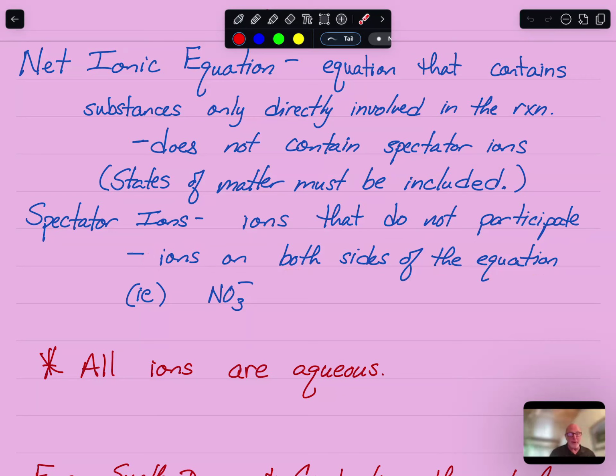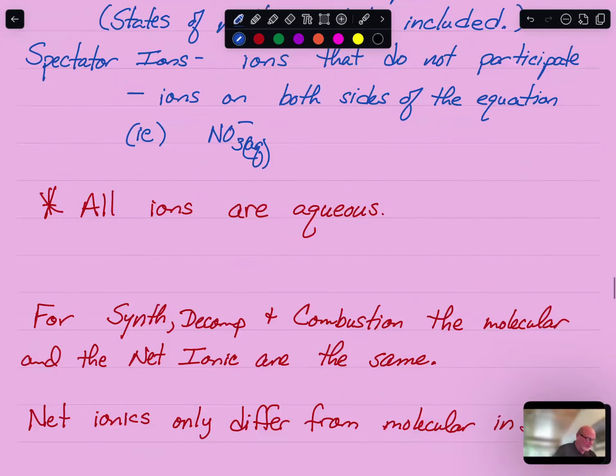As the name implies, and I say this all the time, spectator ions are always going to be aqueous. So this NO3 is going to be AQ. All right? It's got to be spectator ions. So that being said, all ions in any reaction are going to be considered aqueous no matter what, not just the spectators, but anything that's ionic. That's going to come into play.